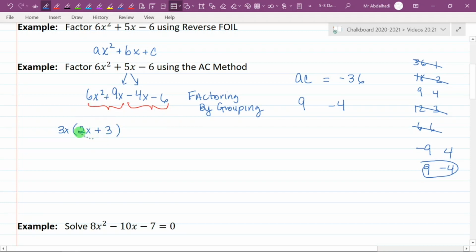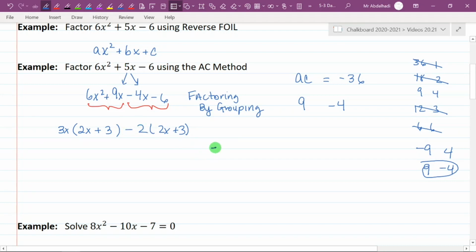Once you know what's in the parentheses for the first one, guess what? You need to have exactly the same thing here. Otherwise, none of this is going to work. So you can kind of assume that what you're going to get in the parentheses here is the same as here. And now just ask yourself, what number do I put here that will distribute to give you -4x minus 6? And that answer is -2.